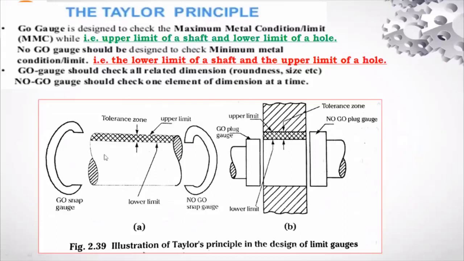See this figure. If you see the first one, A, this is the shaft. This hatched portion represents the tolerance zone. So from here to here is the upper limit, and from this point to this point is the lower limit. You can see here in the example, the snap gauge. The snap gauge is used to inspect the component, whether cylindrical or non-cylindrical. Go snap gauge, no-go snap gauge. It is shown like this, a C shape.